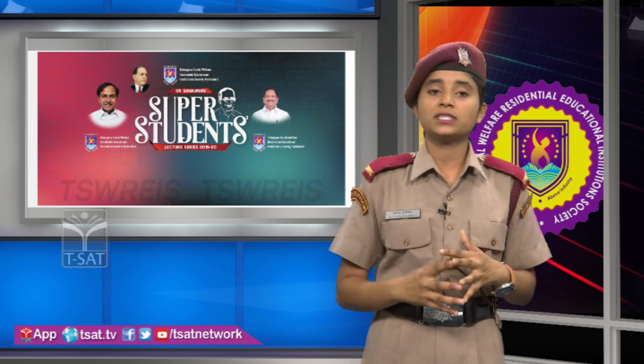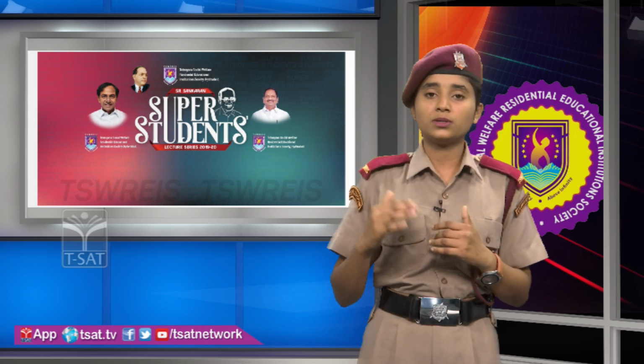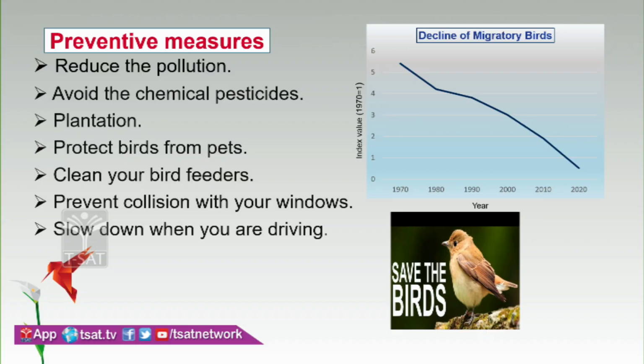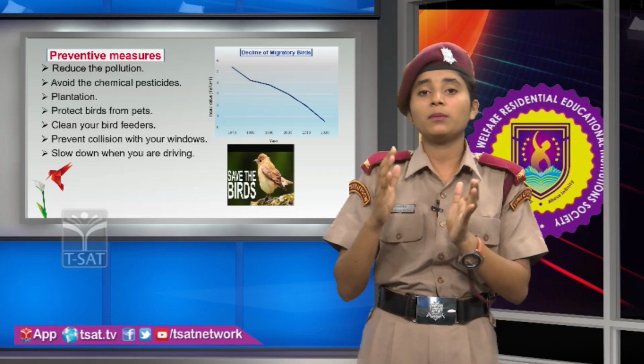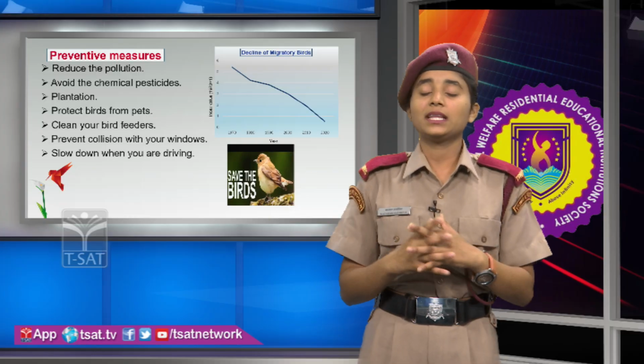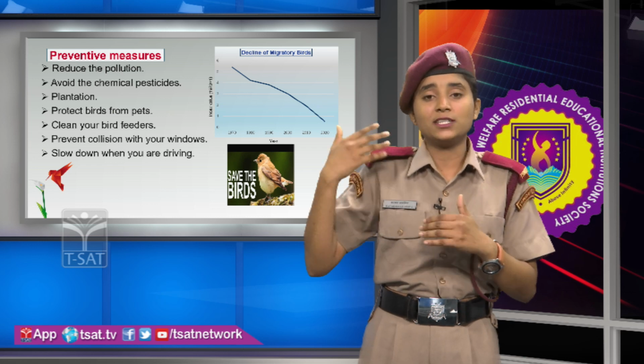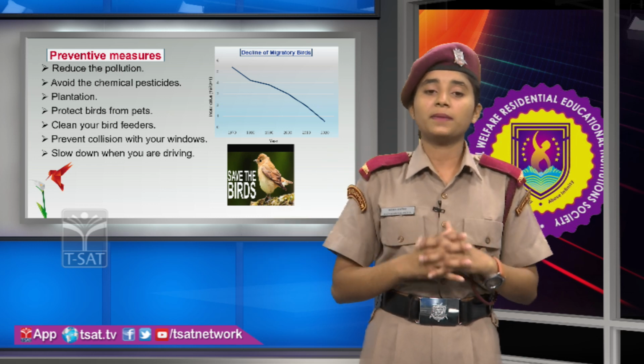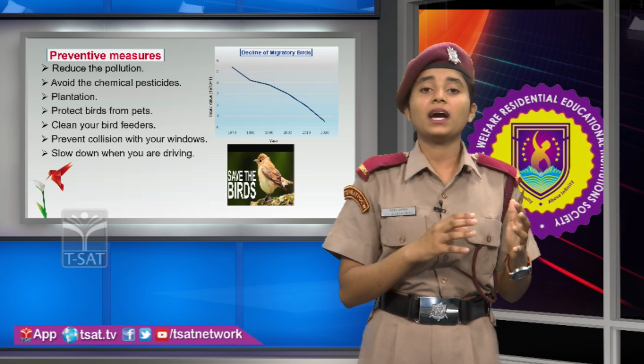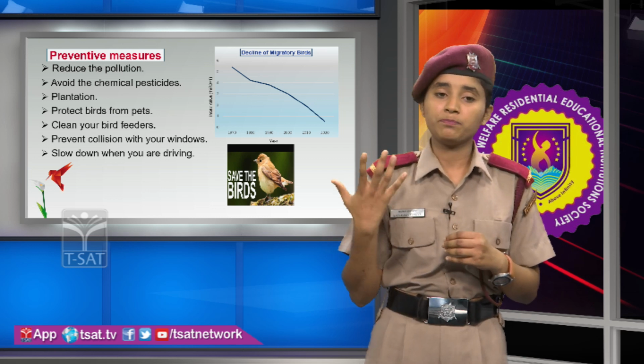So it is our responsibility to take some preventive measures to increase the population of birds. Reduce pollution. We should always follow the 4R principles, which are reduce, reuse, recycle and recover. Avoid the usage of chemical pesticides, otherwise the birds will be affected. Next, plantation. If you do plantation, there will be a habitat for the birds. Protect the birds from your pets, otherwise they will consume them as food. Clean your bird feeders, otherwise there will be a spread of new diseases among the birds.